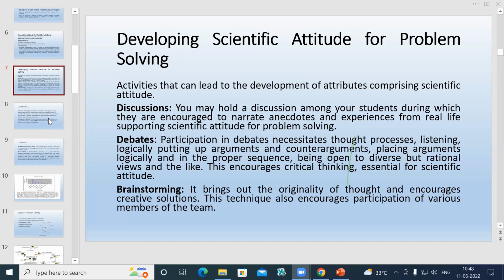Then another activity is brainstorming. It brings out originality of thought and encourages creative solutions. This technique also encourages participation of various members of the team. It is also a very popular technique nowadays, the brainstorming, debate, discussion. These are the activities which can develop scientific attitude among the students, which is very necessary before going on to generate a solution for the problem. Next slide, please.